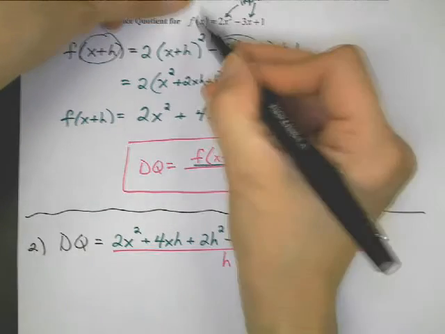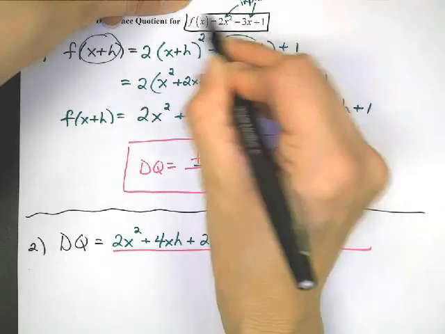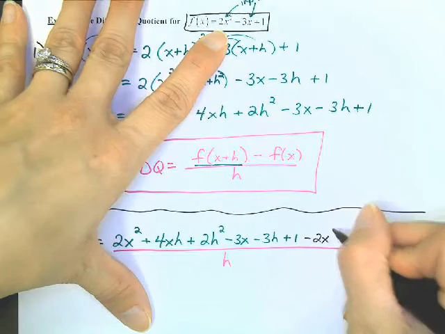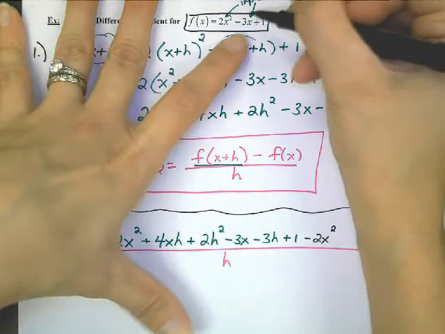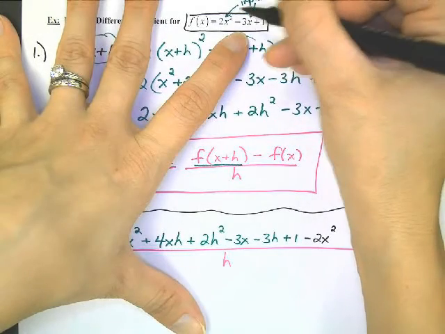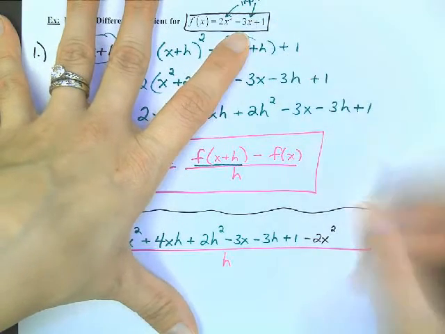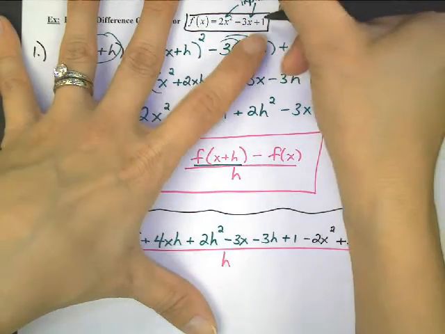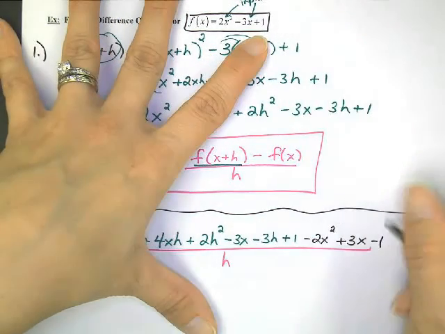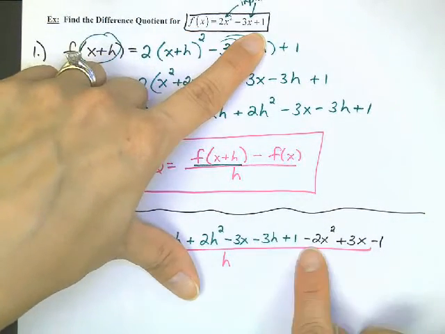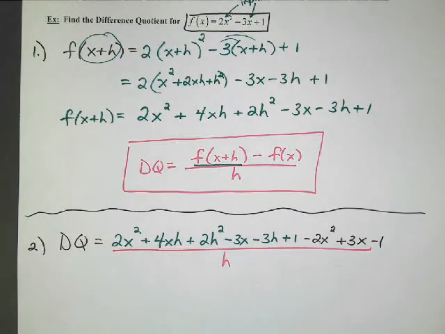So go way up to the top, look for f of x. We have to subtract this guy. I have to subtract 2x squared. I have to subtract the negative 3x. How do you subtract a negative? That's going to be plus 3x. And then I have to subtract the 1. So you take f of x and you change all of them to the opposites.